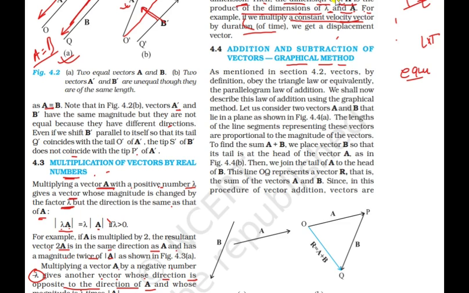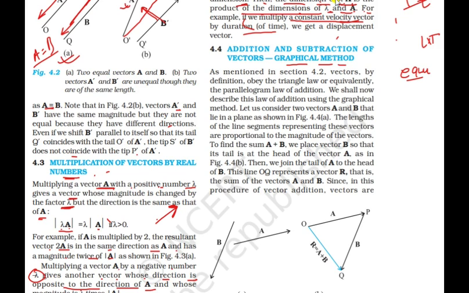Okay, in multiplication of a vector by real numbers, what we have seen is that if I multiply with a positive number, the magnitude will be increased and the direction will be the same. If I multiply by a negative number, the magnitude will be increased but the direction will be opposite. And if I multiply a vector with a scalar quantity, its dimension will be changed.